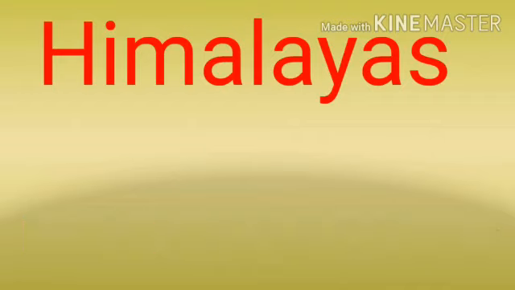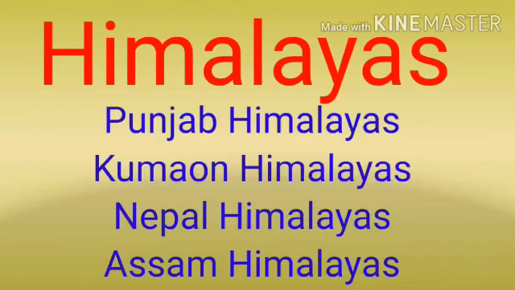Besides the longitudinal divisions, the Himalayas have been divided on the basis of regions from west to east. The four divisions of Himalayas from west to east are Punjab Himalayas, Kumaon Himalayas, Nepal Himalayas and Assam Himalayas. Students, in the west, the part of Himalayas lying between Indus and Sutlej has been traditionally known as Punjab Himalayas. They are also known locally as Kashmir and Himachal Himalayas from west to east.